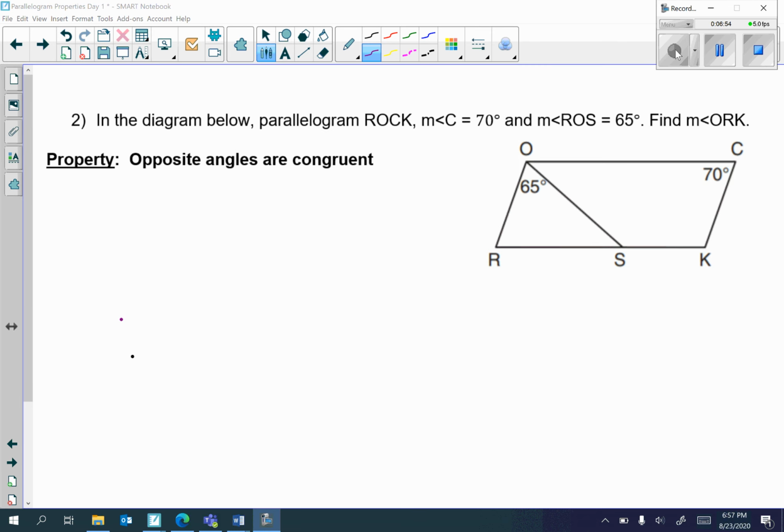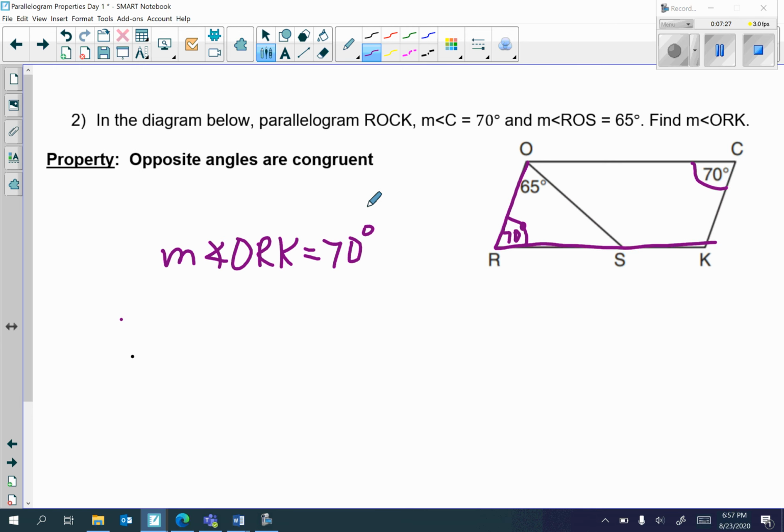Next, number 2, in the diagram below, parallelogram ROCK, measure of angle C is equal to 70, and measure of angle ROS is equal to 65 degrees. Find the measure of ORK. So let's identify where ORK is. ORK, which is here. Now, remember, in a parallelogram, opposite angles are congruent. So if this is 70, then this also has to be 70 degrees. So the measure of angle ORK is equal to 70 degrees. Opposite angles are congruent in a parallelogram.